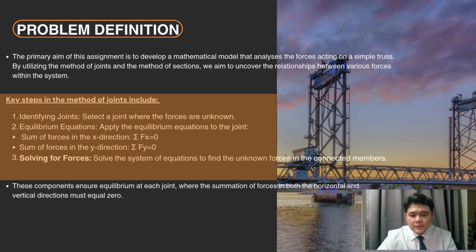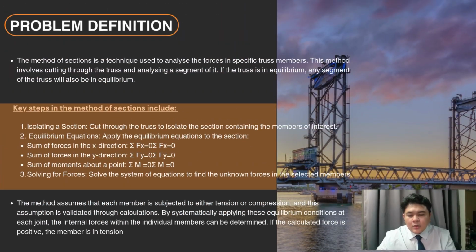So next, I'm going to talk about the method of sections. As we proceed, one of the effective methods for analyzing forces in specific truss members is the method of sections. This technique involves cutting through the truss to isolate and examine a particular section. If the entire truss is in equilibrium, then any part of it will be as well. This method is especially useful for determining the forces in a few members without having to analyze the entire truss.